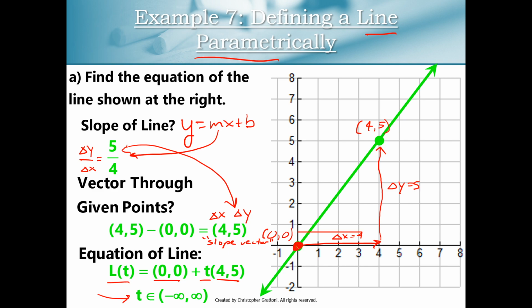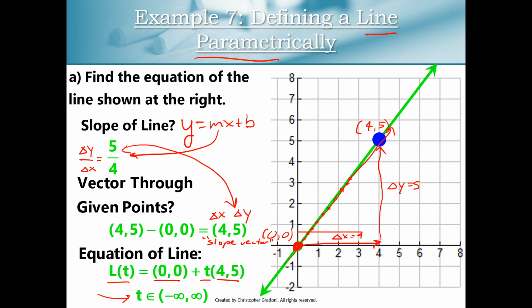So imagine yourself starting at 0, 0, and you're adding on multiples of the vector 4, 5. And as that happens, as t runs from negative infinity to infinity, we're going to get our entire line from that. So imagine a point starting at 0, 0 and moving along our line by multiples of the vector 4, 5. And when you let t go from negative infinity to infinity, that's going to generate everything.